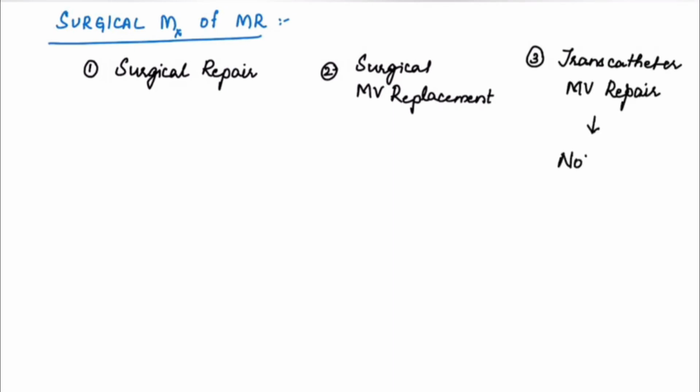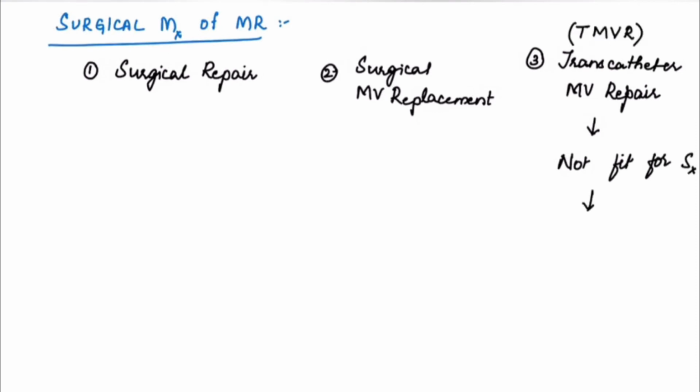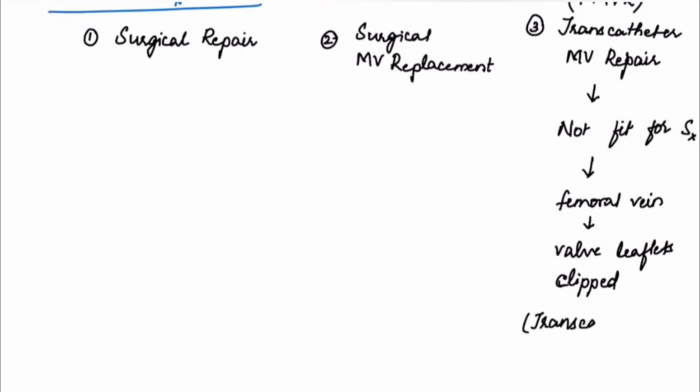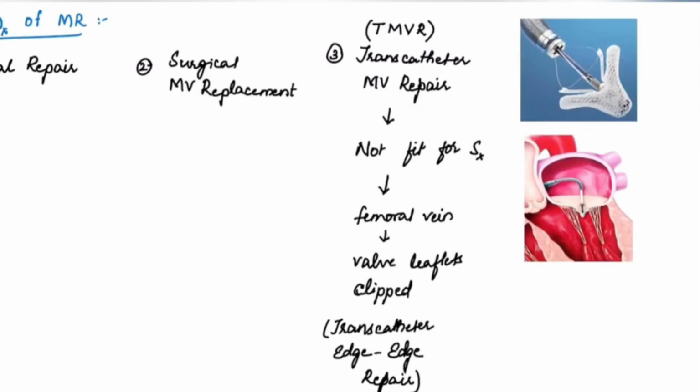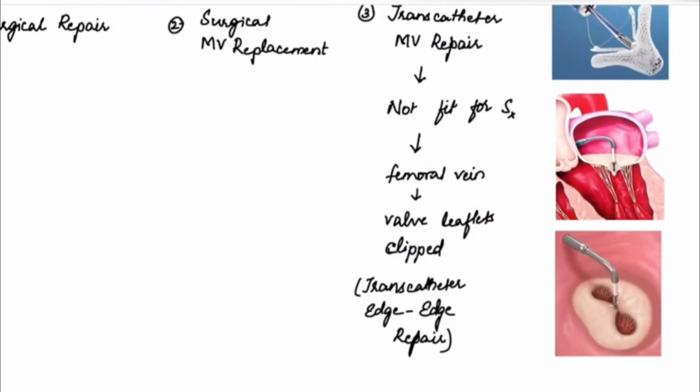So, a transcatheter repair is done only for those patients who are not fit for an open surgery. In this, a catheter is introduced usually through the femoral vein. It is taken up to the mitral valve and then the valve leaflets are clipped. This is known as a transcatheter edge to edge repair. So, this is the transcatheter clip that is taken up to the mitral valve and then the valve is clipped. Thereby, the regurgitant fluid is prevented from coming back.